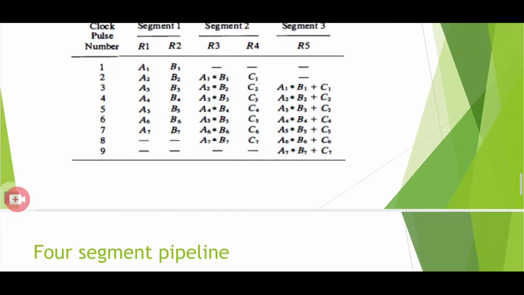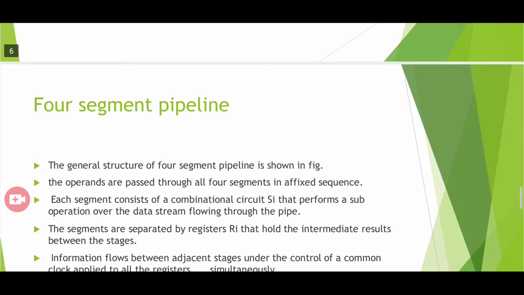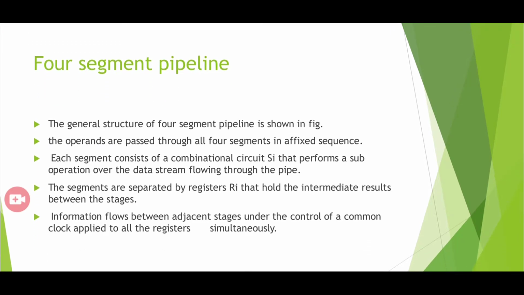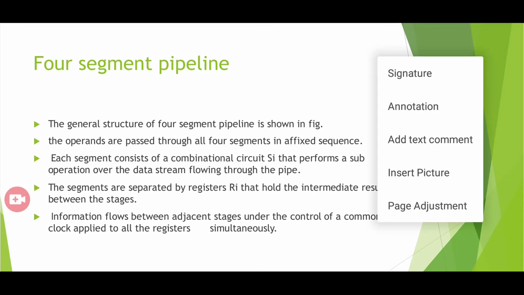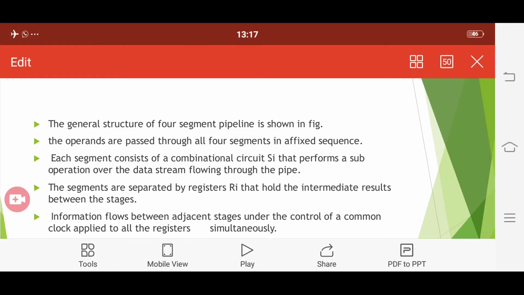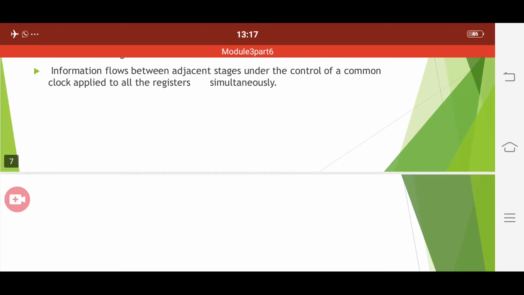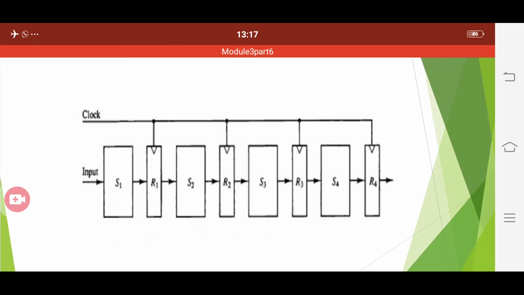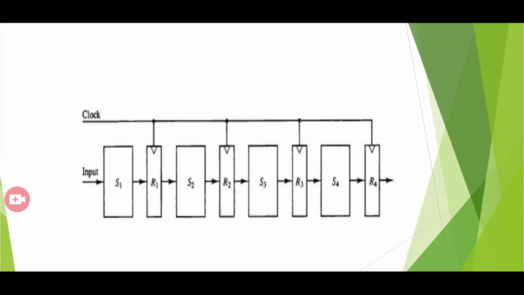This is the basic principle behind the pipeline organization. Okay, if you are using a 4 segment pipeline, it is like this; earlier we looked at a 3 segment pipeline. S1, S2, S3 and S4 are the 4 segments. In between you can use a number of registers, a minimum of 1 register can be used in between. R1, R2, R3 and R4, and all the registers are attached to a common clock.